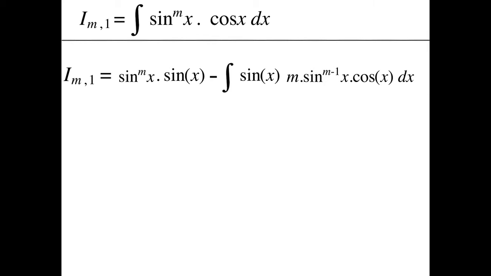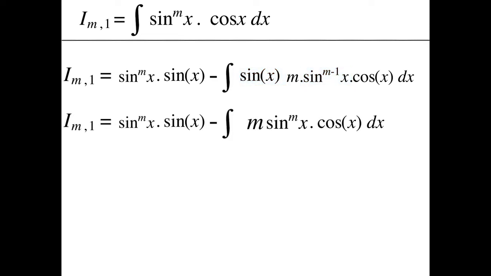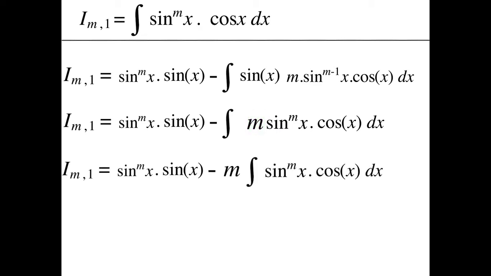Now what are we going to do? We are going to simplify this. But how? Look at sine x and sine to the power m minus 1 of x. Can you solve these indices? And the answer is yes. After you solve it, you'll get sine to the power m of x, right? And as m is a constant, we can bring that m outside the integral sign. So after you do that, we'll get this result.